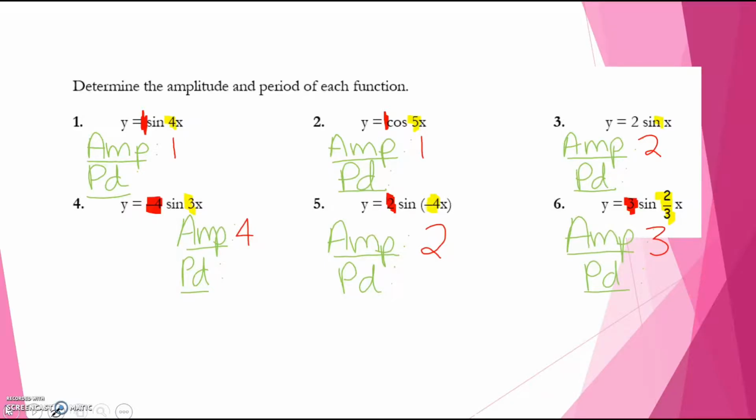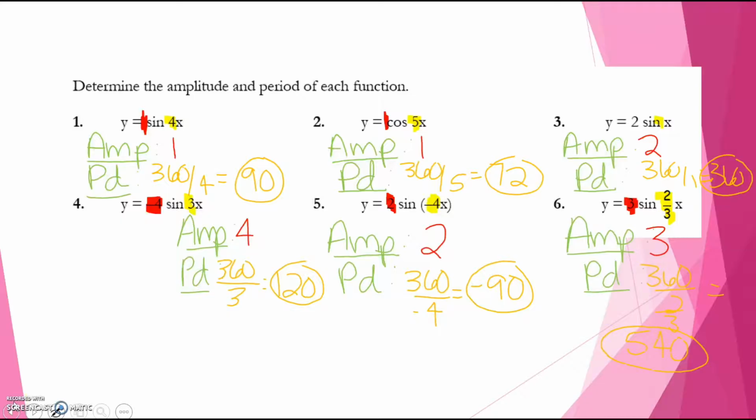So here's the amplitude for all of these. They're all sine or cosine, so they all have an amplitude. So for 1 and 2, there is no number, so we put 1 for the amplitude. For 3, 4, 5, and 6, they all have a number out front. You have to make sure to take the absolute value. That's why the amplitude for number 4 is positive 4 and not negative 4.